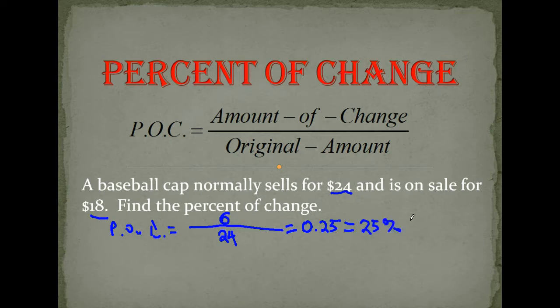And we want to make sure that we put at the end whether it was an increase or decrease, and we said earlier decrease. So 25% decrease. And backing up. All right, so percent of change: amount of change in the numerator, original amount in the denominator.